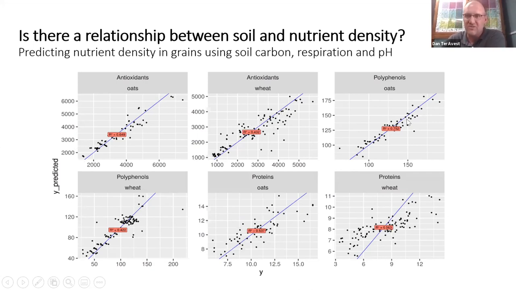You look at these graphs and what you see is these are pretty darn good. These points are really falling on these lines. Of course, there's noise. These are complex biological systems, so you're never going to get it right on the line. The only one that's maybe a little bit skewed is protein in wheat, which is a little bit below that prediction line, as if we would be under predicting. But these offer a strong suggestion that yes, there is a relationship between these soil parameters and nutrient density. Does that mean causation? I'm not going to say that right now, but there's a strong relationship.